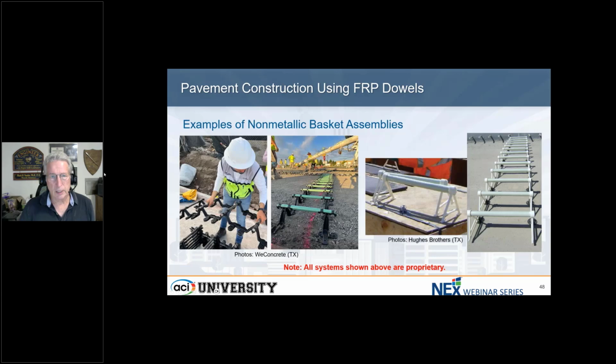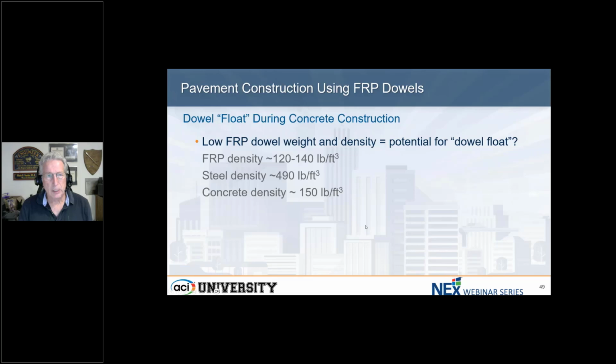There are also non-metallic basket assemblies, and these are particularly important when you go to placing FRP bars in the area of, for example, tollway gantries and areas with heavy instrumentation in the pavement where you don't want any metal in the pavement structure whatsoever. You need a non-metallic basket. There are options available. And these are often assembled in the field even. They're modular, so you make them as wide as you want.